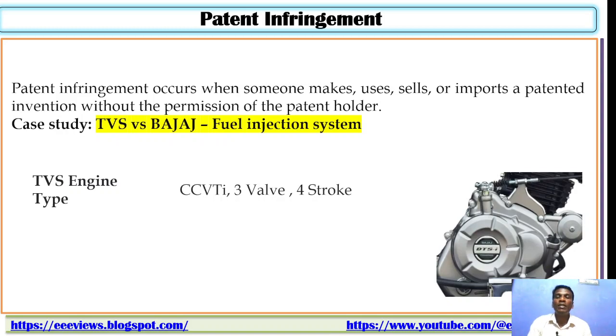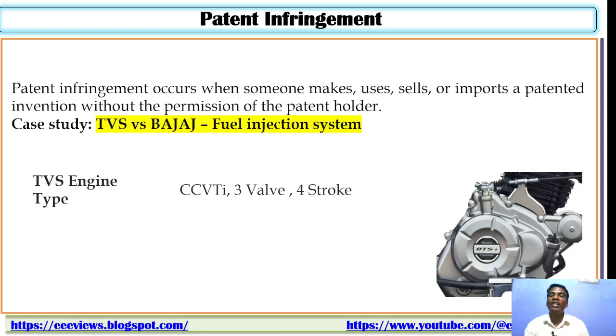Now what is happening means the court is analyzing the case. Okay, so they have analyzed the case. They're saying that the process is the same, but the placement of the material is different. So in TVS, the injection placement system is different, and they are using a three-valve system. That is entirely different from the digital twin spark engine that is for Bajaj. So the court dismissed the case.